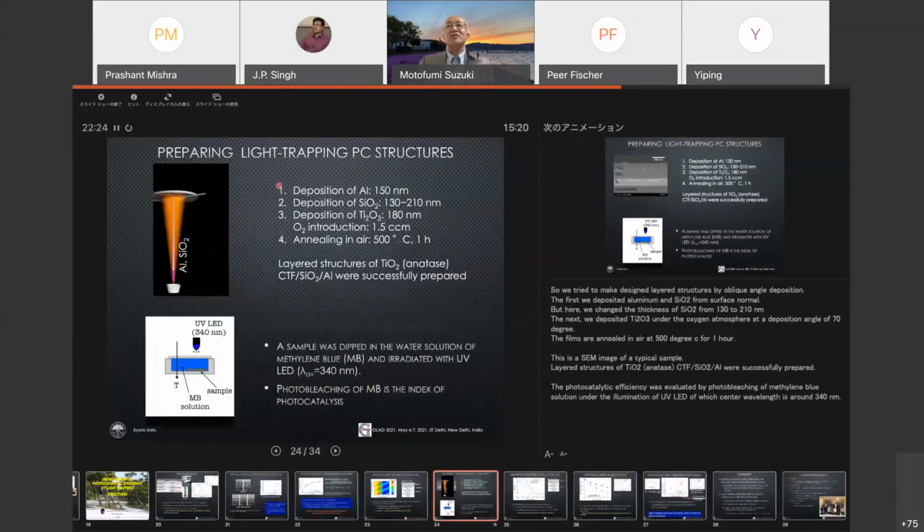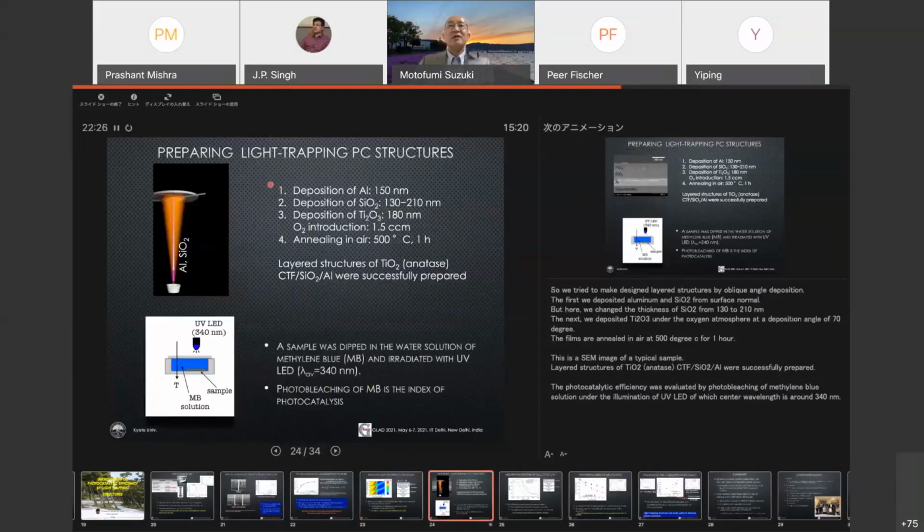So we tried to make the designed layered structure by the oblique angle deposition technique. First, we deposit the aluminum and SiO2 from the surface normal, but here we changed the thickness of SiO2 from 130 to 210 nanometers. Next, we deposit the TiO2 under an oxygen atmosphere at a deposition angle of 70 degrees.